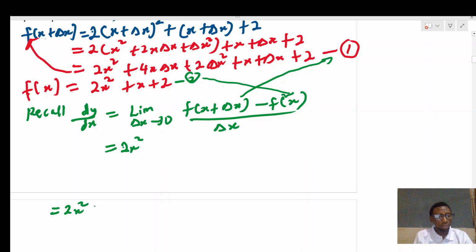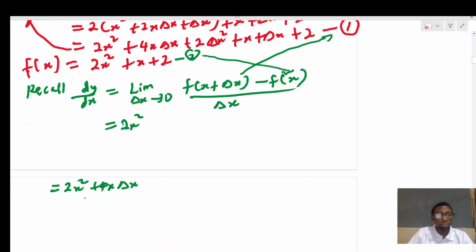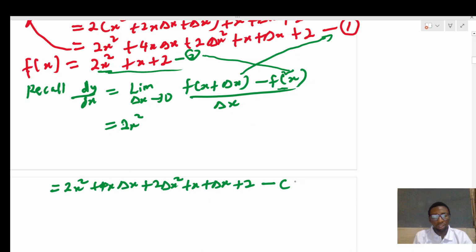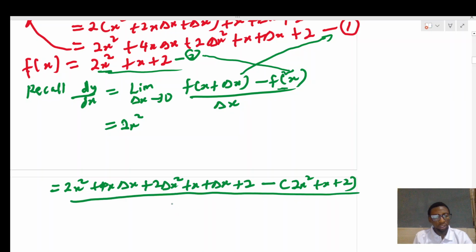2x squared plus 4x beta x plus 2 beta x squared plus x plus beta x plus 2. See, all of this is my f of x plus beta x. Then minus, open a bracket, f of x is this. Everything here. So open a bracket, 2x squared plus x plus 2, divided by beta x.